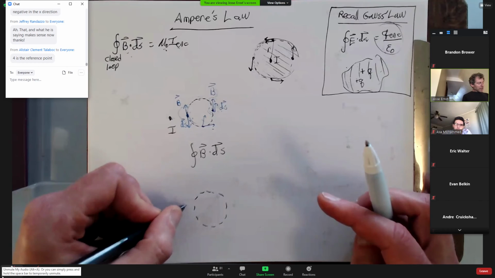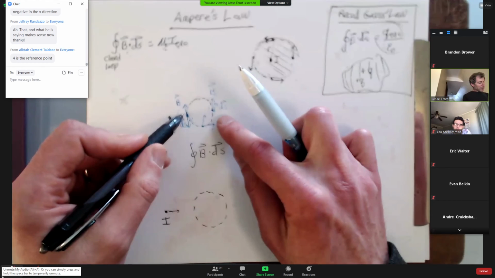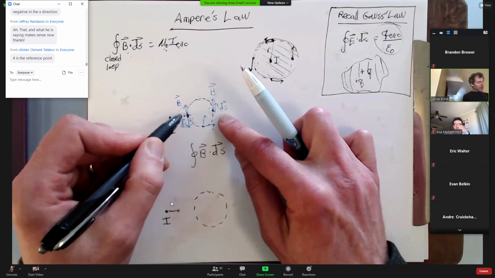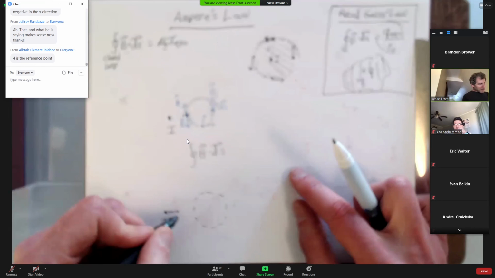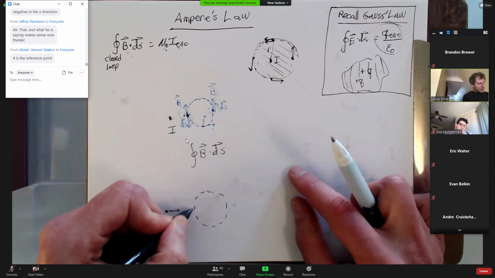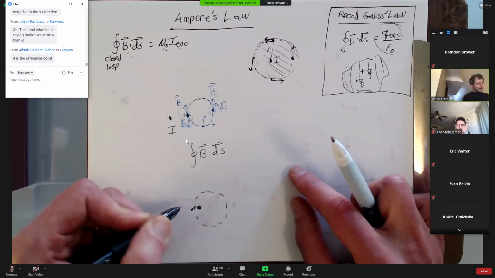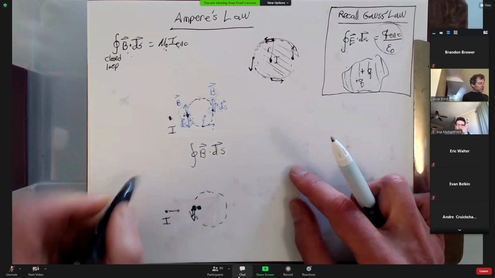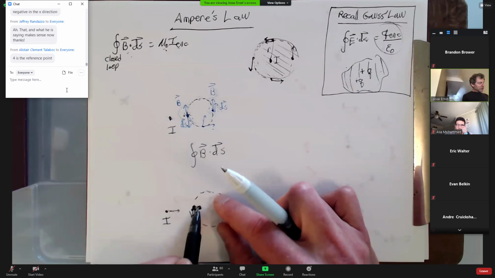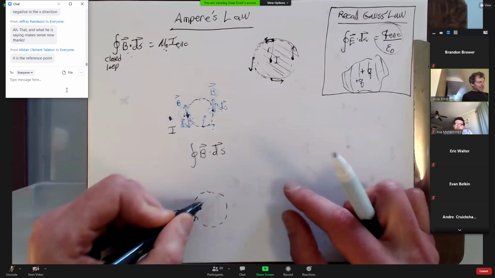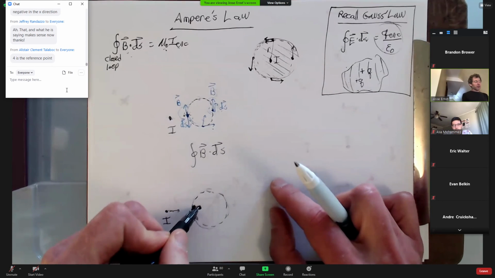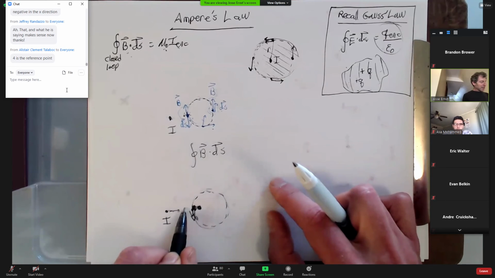As I move it closer, when this part of the loop is to the right of the wire, I'm always going to get B and ds pointing in opposite directions on this side of the loop. But look what happens as soon as this current I crosses the boundary and is inside. Now when you're here, B points that way and ds points that way. So as soon as the wire crosses into the loop, B and ds generally point the same way all the way around, and you would expect to get a positive integral for B dot ds. When it's outside, you'd maybe expect to get zero.